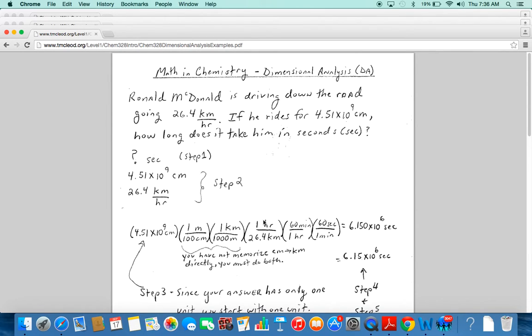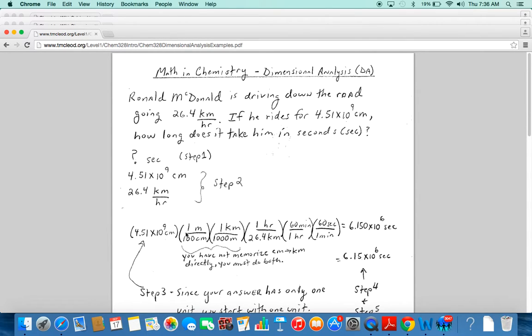So I don't want hours. So how do I cancel hours? Well, I put it on the bottom. But I know a conversion factor between hours and minutes. That's this, 1 hour to 60 minutes. So hours cancel. And I don't want minutes, I want seconds. So I know that one minute is 60 seconds, and I put the minutes on the bottom because they cancel, then I get seconds. At this point, I don't need to make any more brackets because that's the unit I'm looking for. So therefore, now I'm going to get my answer.